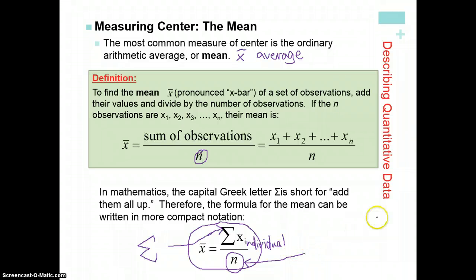So the n, of course, is our total number of observations or sample size, as we will refer to it in this course. And throughout this course, if I say what's n, I'm talking about sample size.